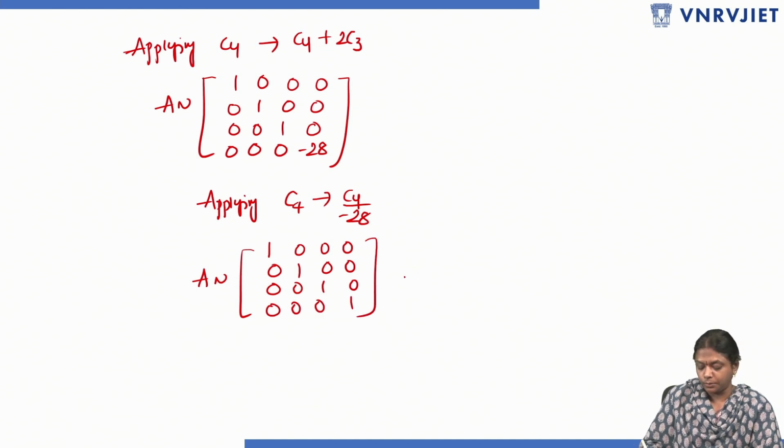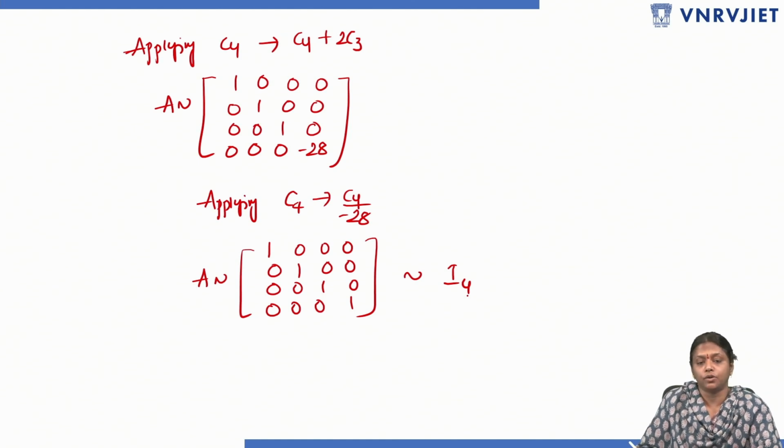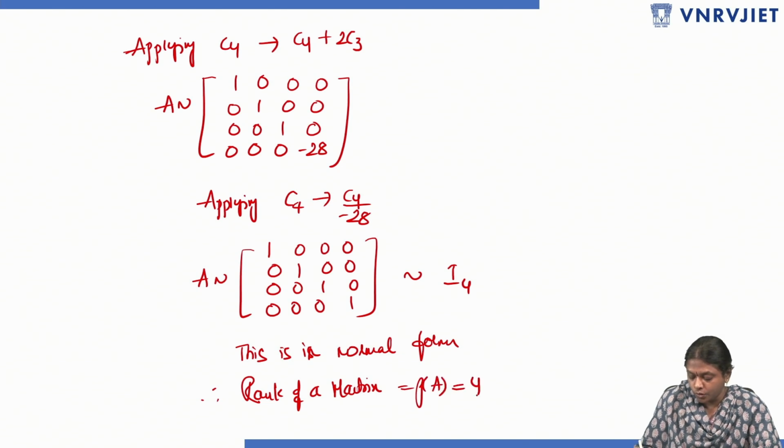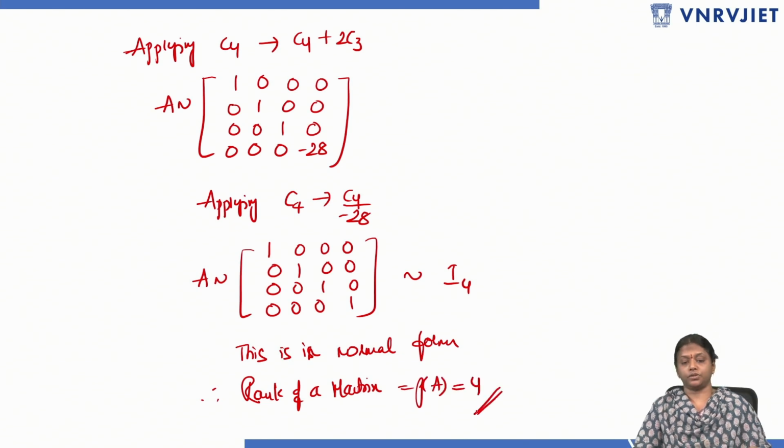So what is the order of this matrix here? This is an identity matrix of order 4. Now the given matrix is in normal form. Therefore, the rank of a matrix is equal to the order of the identity matrix, which we denote as rho of A. So what is the order of the matrix here? Which is equal to 4.